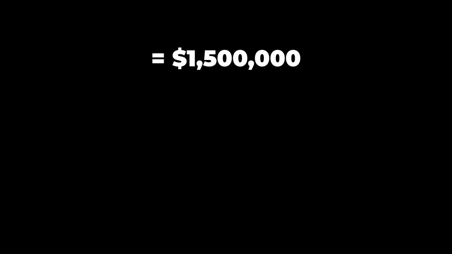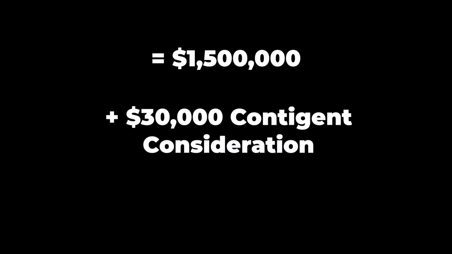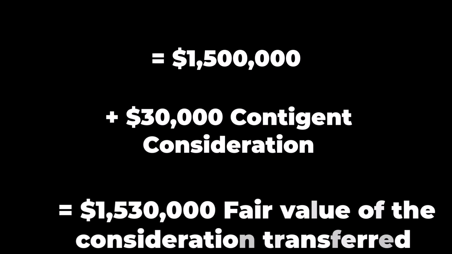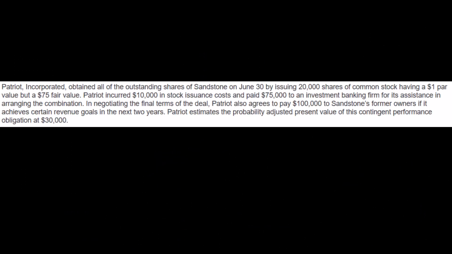We also need to include the fair value of that potential future payment. So, we add the $30,000 for the contingent consideration. Adding those together gives us our final answer for Part A. The total consideration transferred is $1,530,000.